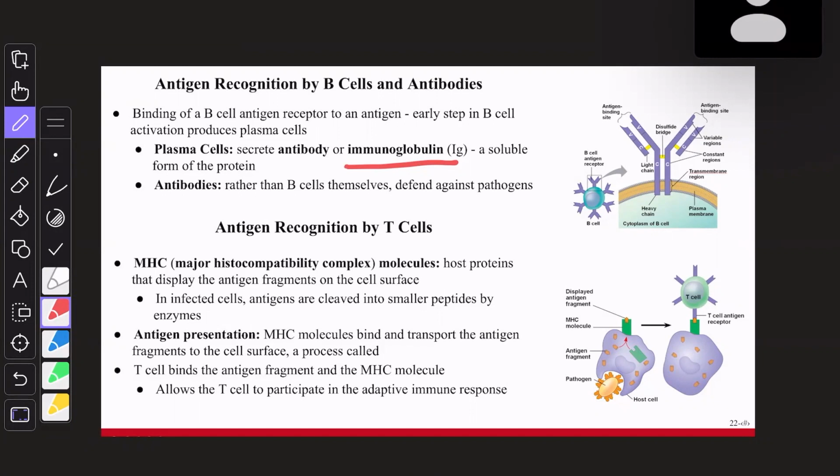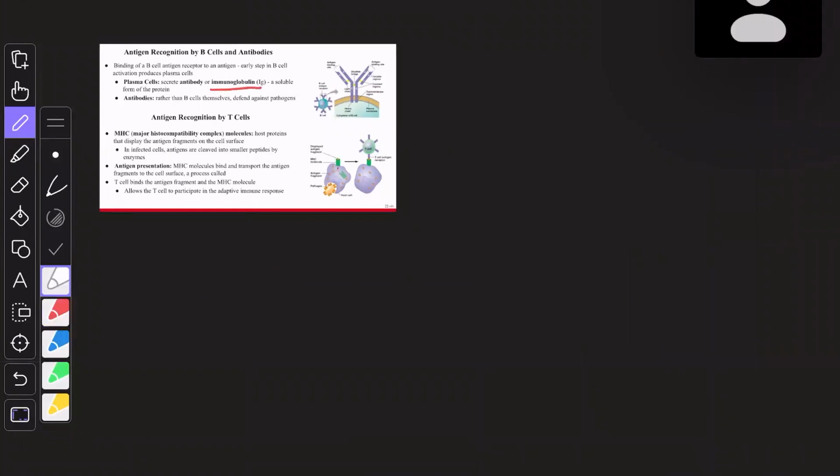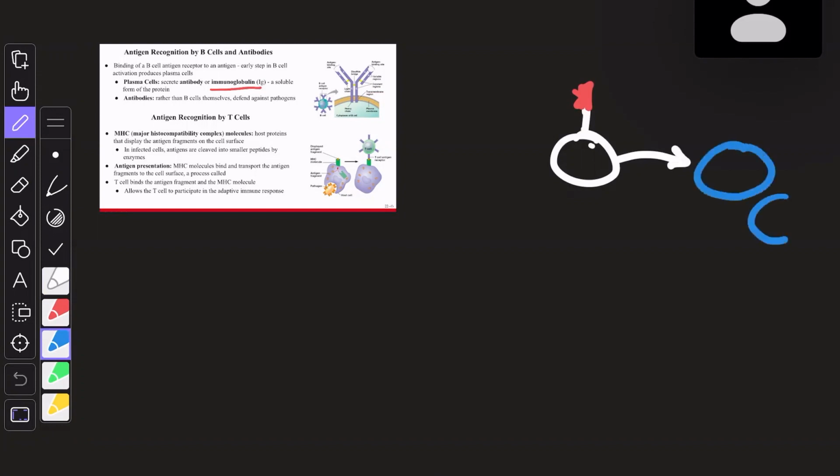No? Which part? How far back do I need to go? All the way back? Okay, let's see. All right, so we have a cell with our receptor and our antigen. That is going to cause the B cell to make plasma cells, which we're going to make blue. These are plasma cells. The plasma cells are going to then make antibodies.